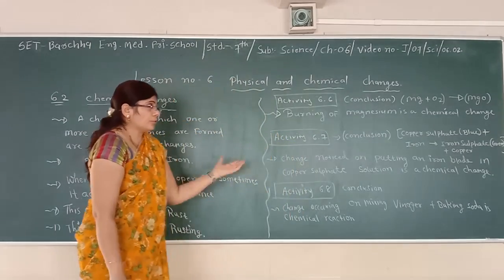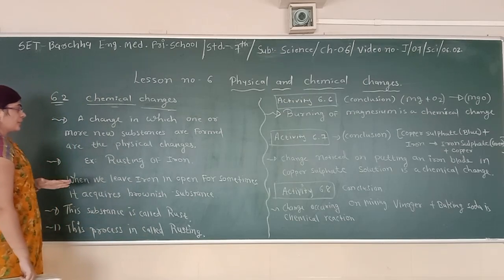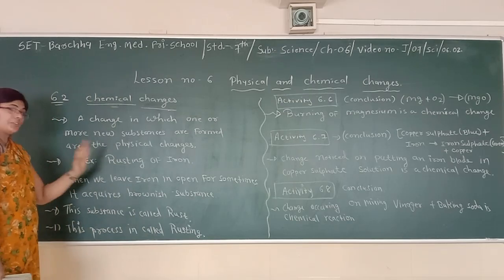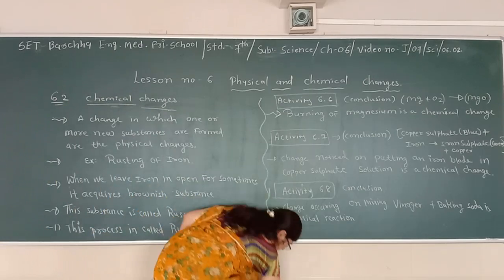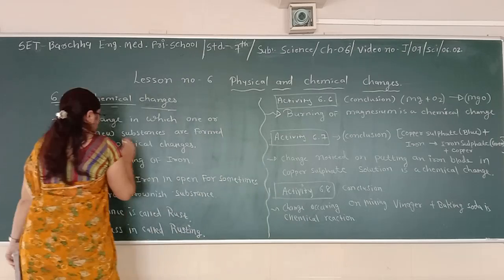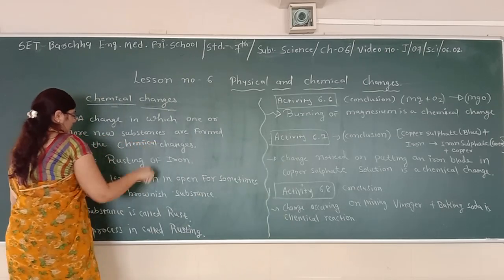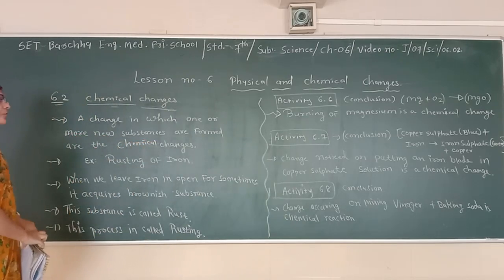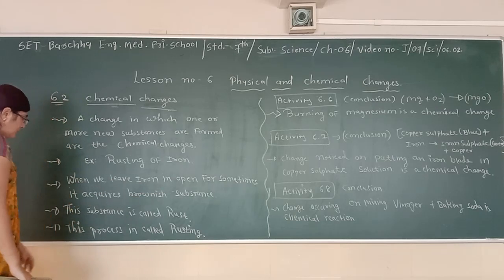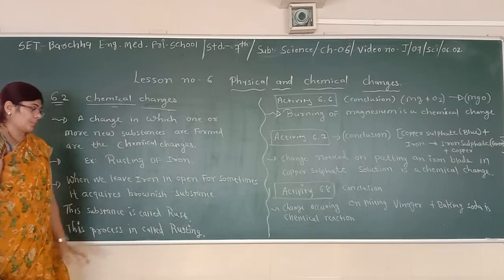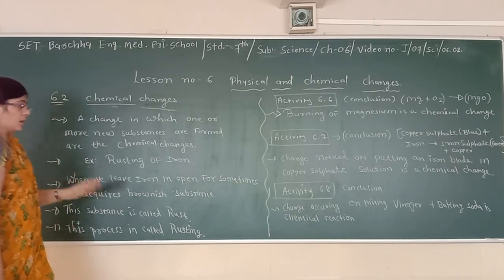So what do you learn from this point? You have learned that the change in which one or more new substances are formed is a chemical change. When a new substance is formed, it is a chemical change. Yes. Example, rusting of iron. When we leave iron in the open for some time, it acquires a brownish substance. This substance is called rust, and this process is called rusting.